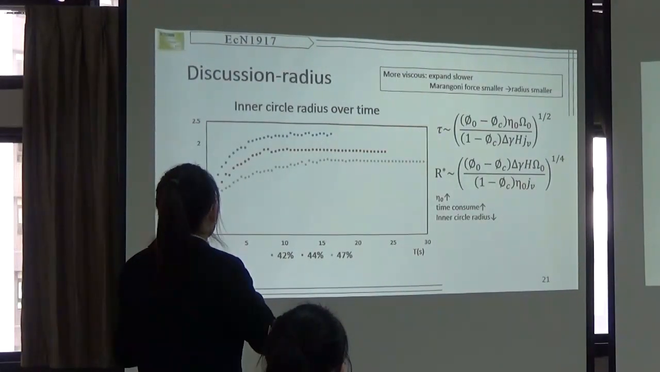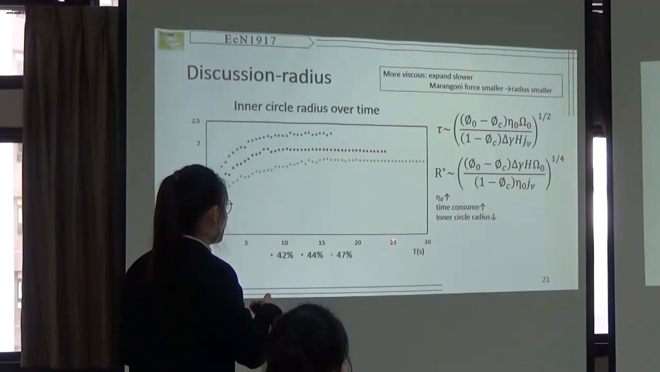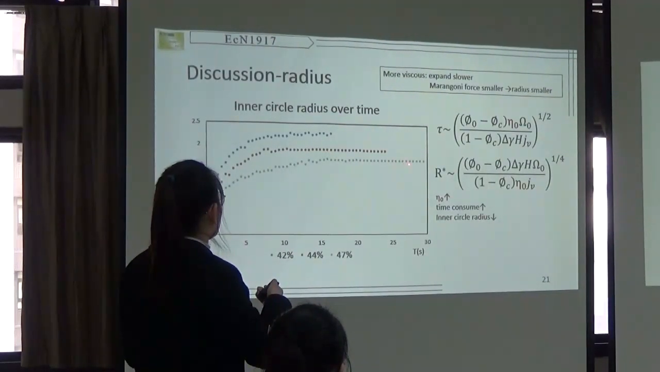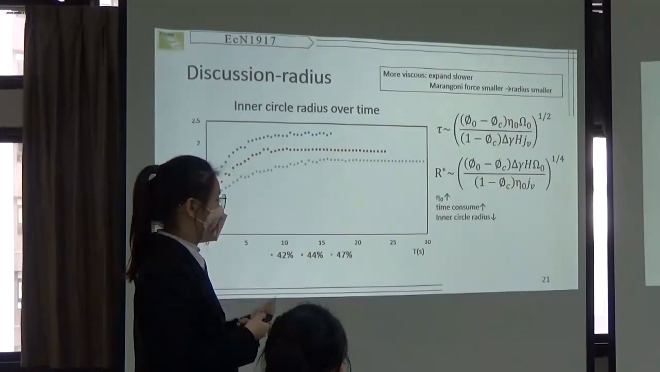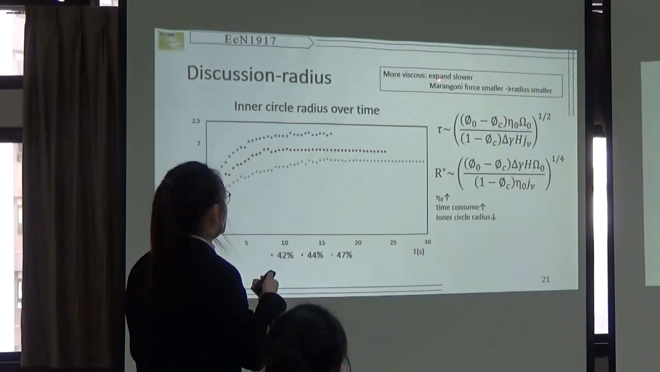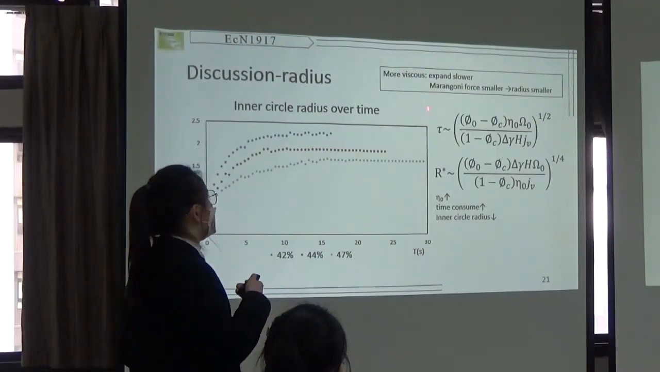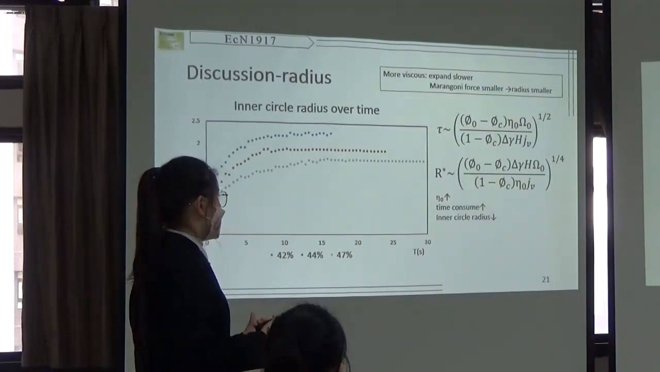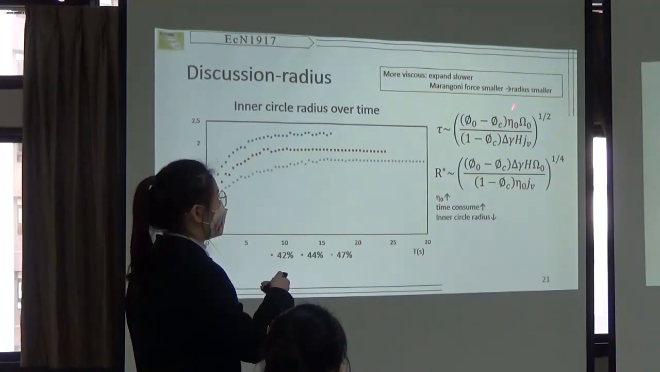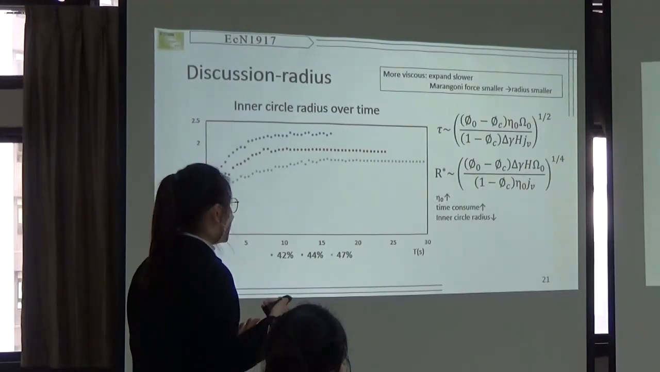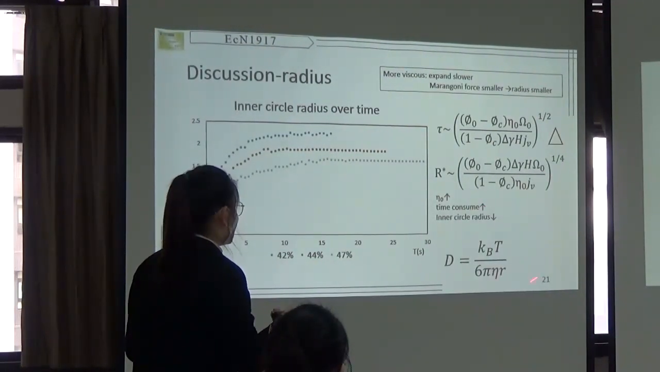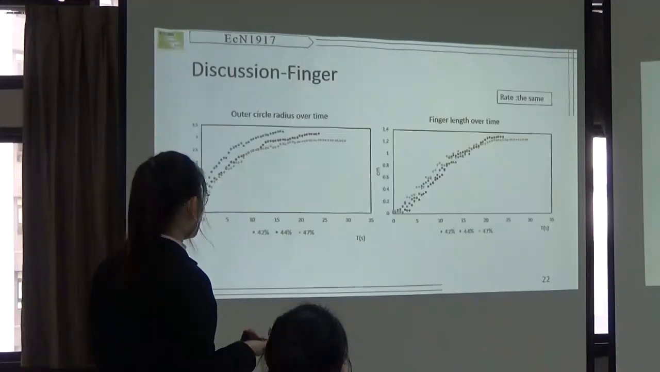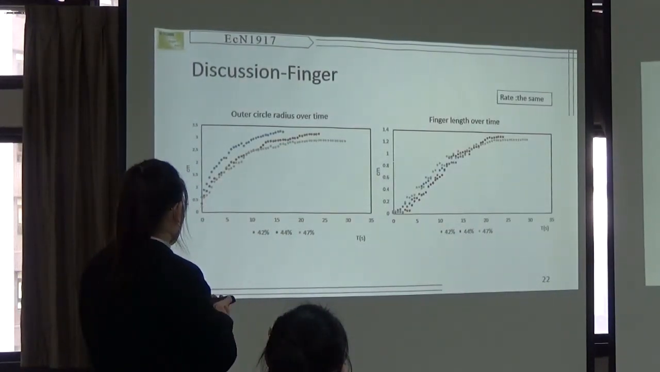We can see that with more viscosity, the time consumed will be longer, and the maximum circle radius will be shorter. Since it is more viscous, it will expand slower, and the magnetic force becomes smaller, so the radius will be smaller. But here it won't quite match the theory since we have to consider the diffusion of it, which is related to the viscosity. And here is the discussion of fingers.